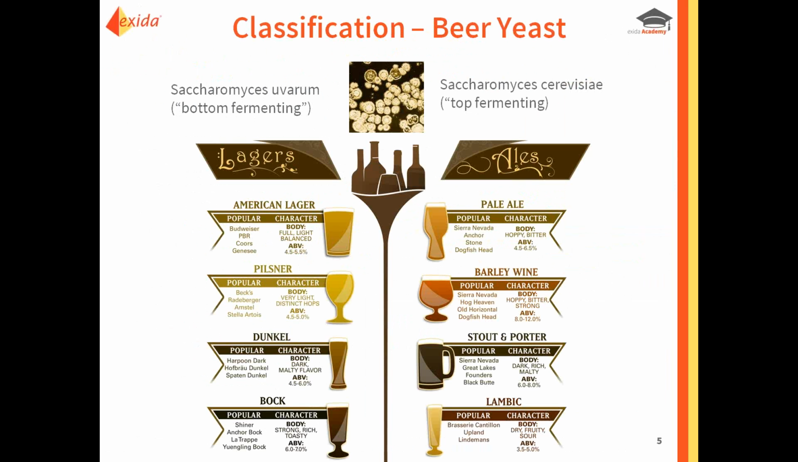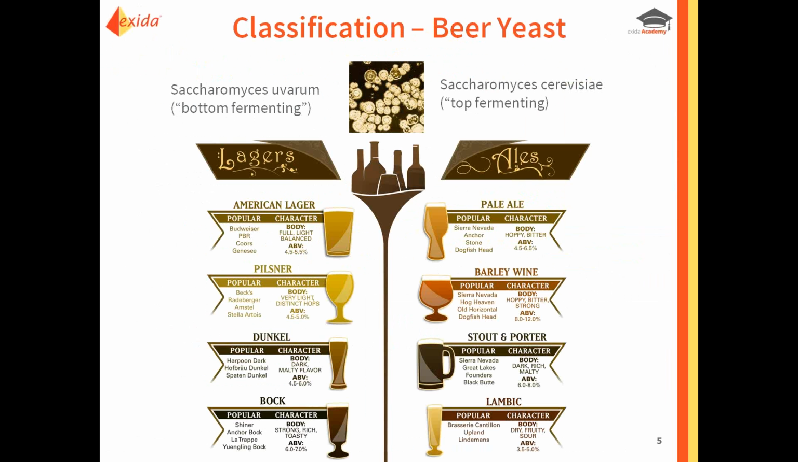So lager yeasts, the Saccharomyces uvarum, prefer a much colder temperature for fermentation, somewhere between 7 and 10 degrees C, for example, and it takes typically longer for them to ferment. Let's say 4 weeks is their typical fermentation cycle.